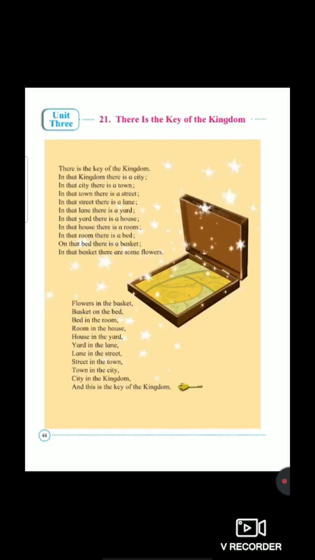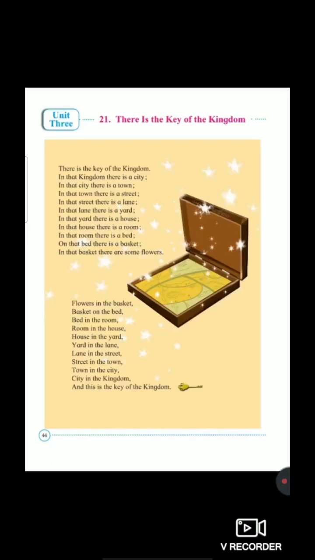There is the key of the kingdom. In that kingdom, there is a city. In that city, there is a town. In that town, there is a street. In that street, there is a lane. In that lane, there is a yard. In that yard, there is a house. In that house, there is a room. In that room, there is a bed. On that bed, there is a basket. In that basket, there are some flowers.